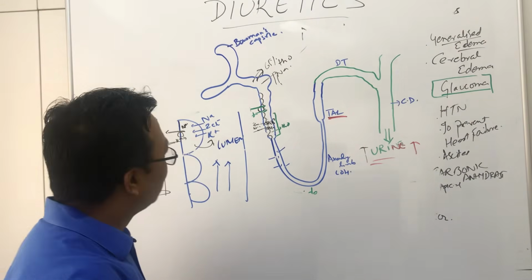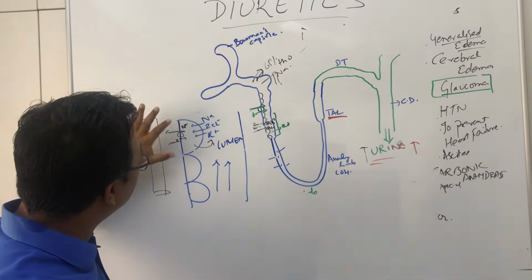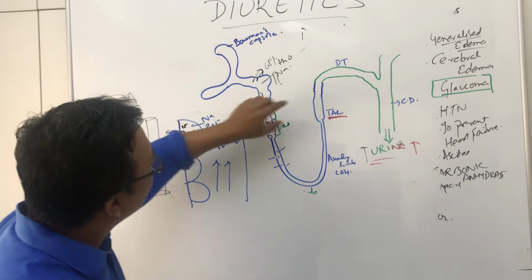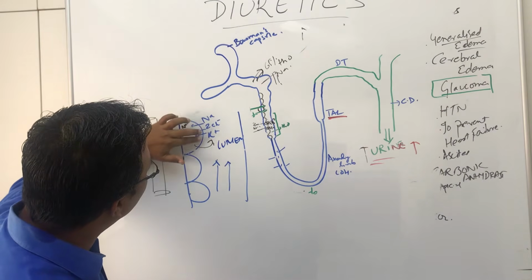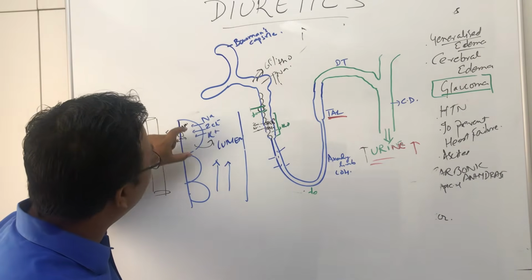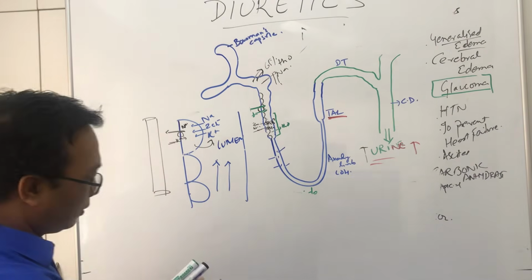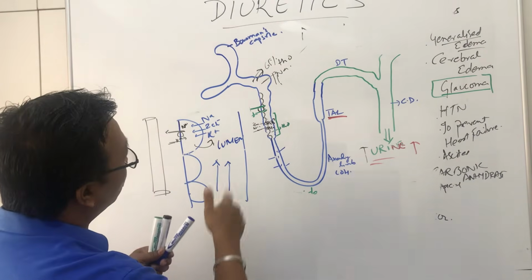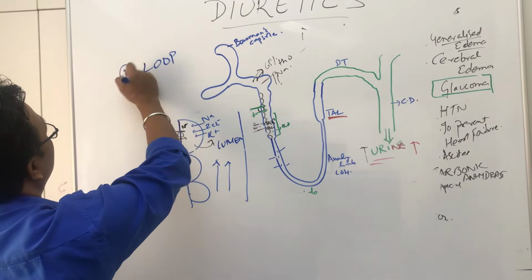Just try to understand it. You don't need to go into so much detail. Just try to understand that here, in this thick ascending limb, 1 sodium, 2 chloride and 1 potassium ions are reabsorbed. The drugs here, the second type of diuretics, we mostly call loop diuretics. So the second group of diuretics is called loop diuretics.